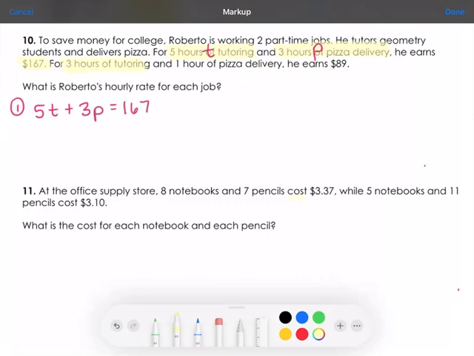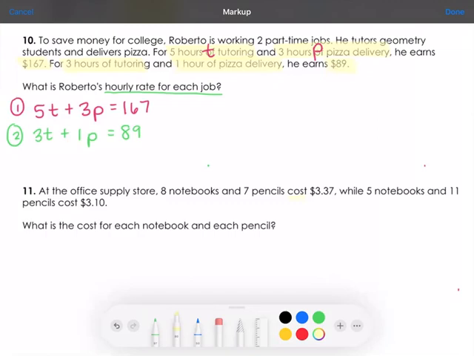Then I'm given more information. I'm told that for 3 hours of tutoring and 1 hour of pizza delivery, he earns $89. In the same way, I'm going to write the second equation. This time he has 3 hours of tutoring and 1 hour of pizza delivery, and he earns only $89, which makes sense because he's doing less work. My goal here is to solve for T and P, his hourly rate for each job, what I'm being asked to solve for.